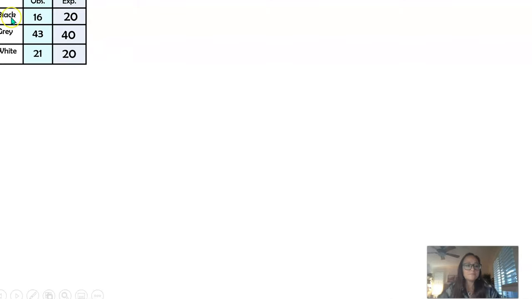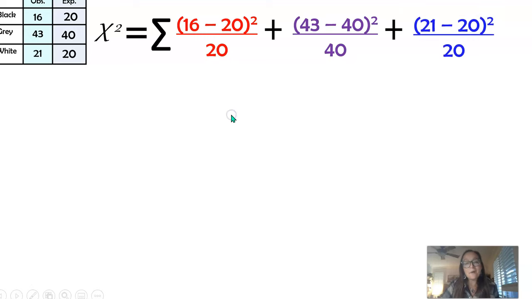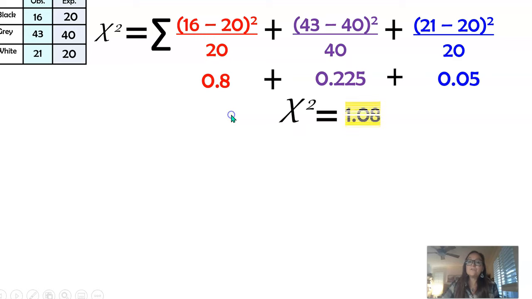Sorry, my screen recording is cutting things off a little. So for the chi-squared earlier in giraffes, we only had two things we added. Here we're going to have three. We have our black feather phenotype, our gray feather phenotype, and our white feather phenotype. When we calculate these numbers, we get a chi-squared value of 1.08.